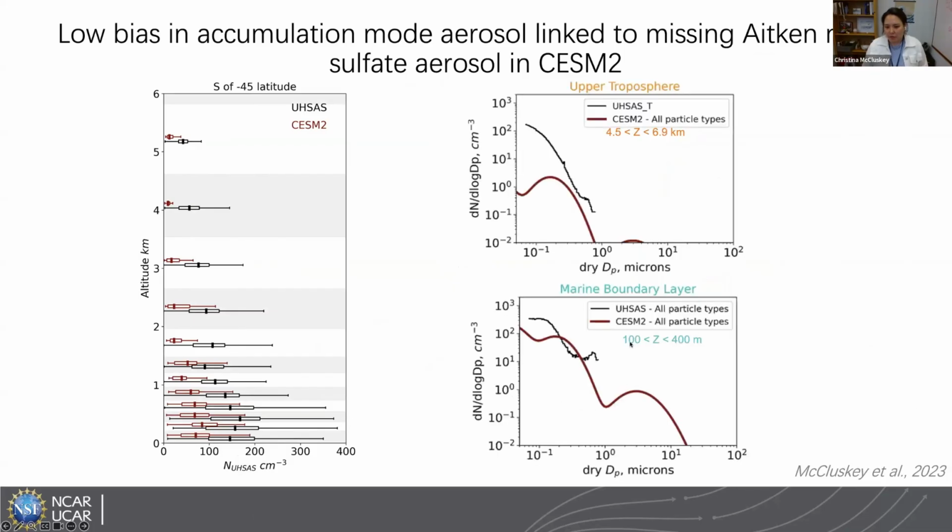When we look at the size distributions produced from the model here in red and observations in black, we can see that the model in general has quite a funky shape compared to what we observe, where the observations highlight this very small mode of aerosol particles down here at the very small sizes, both in the upper troposphere and in the marine boundary layer.